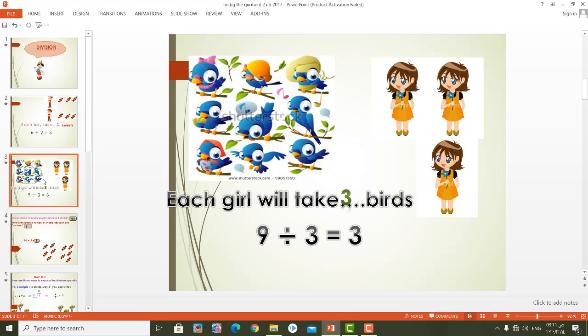Here I have another exercise. Here I have 3, 6, 9. I have 9 birds. And I have here 3 girls. I wanted to divide them equally between 3 girls. Each girl, teacher, will take 3 birds. So I can write it. The total number of birds, the big number, is 9. Okay, I will divide this 9 between 3 girls. Each girl will take 3 birds.